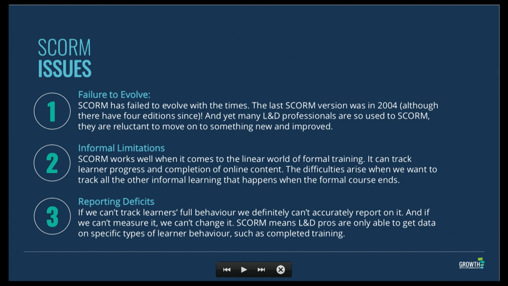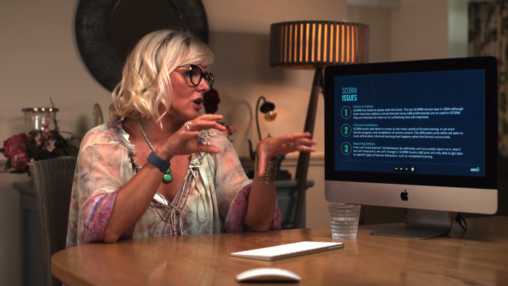It's also got limitations in terms of the world of formal training. So it can track learner progress, but it is difficult when we're trying to track things like social learning, or things that happen outside of the learning technology environment. And the other thing is that it's not a full representation of all things that are happening online, even 2004. So we can't track the learner's full behavior, but we can track the majority of it.